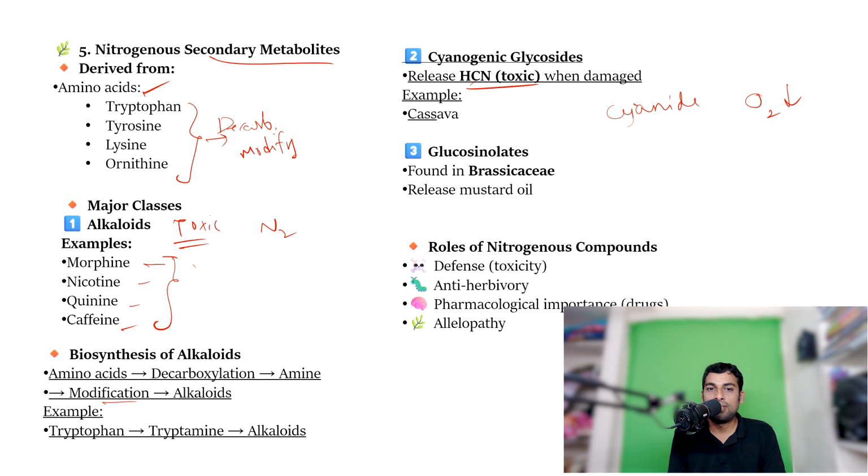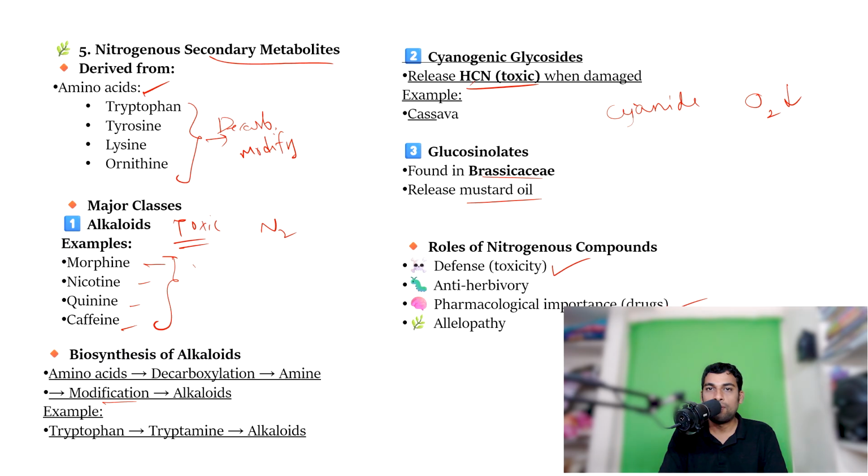The third compound is glucosinolates. It is present in the mustard tree. It releases mustard oil when damaged. Roles. What are the functions of nitrogenous secondary metabolites? Strong defensive system against herbivores. Toxicity helps in plants' protection. Many have medical importance. So these are useful in medical field like morphine.